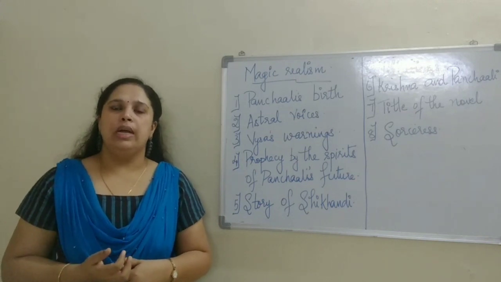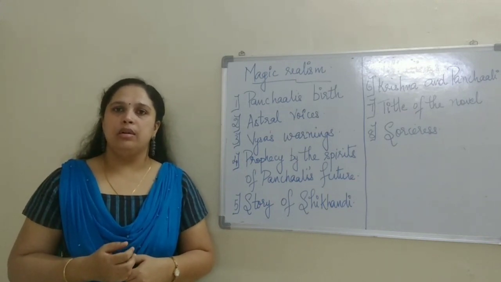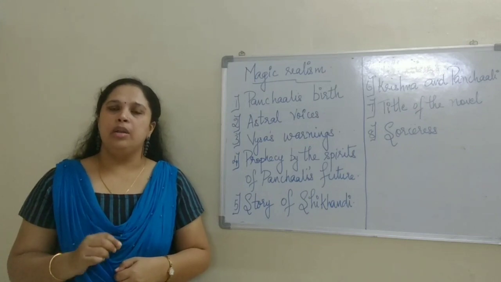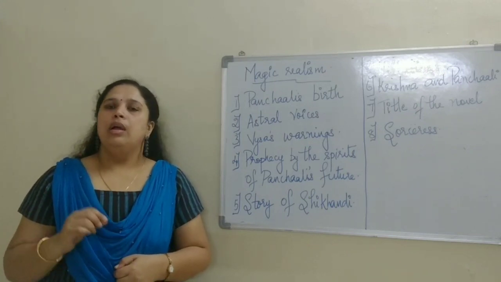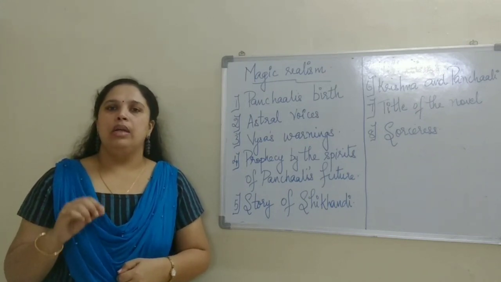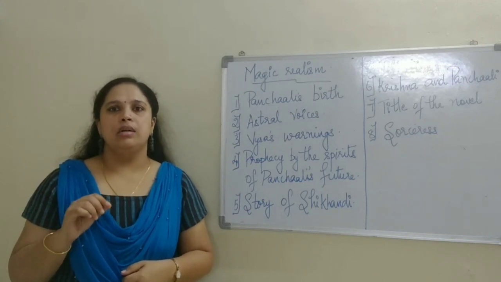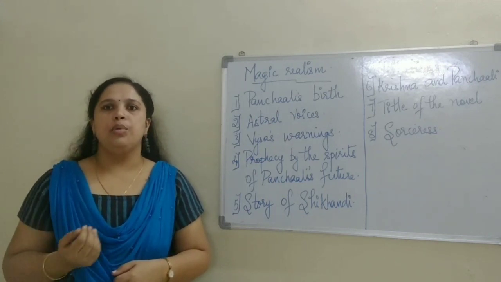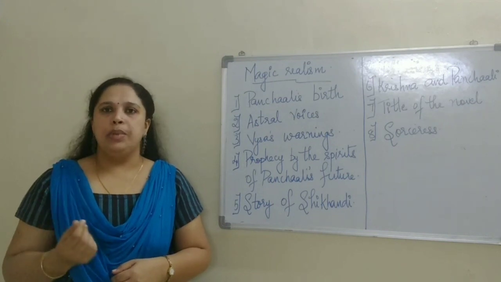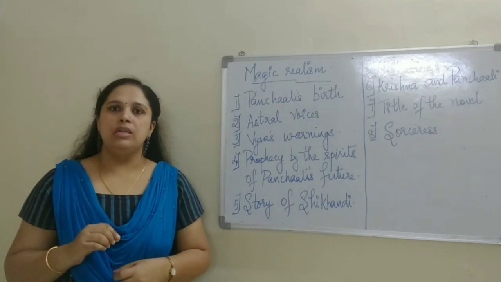They also warned her that she'll be the catalyst for the Kurukshetra war, and before the Pandavas, she'll be the first one to fall. And at a certain period in her life, she'll have to live as a maid. So all these things were prophesied by the spirits. So what is the magical element in it?